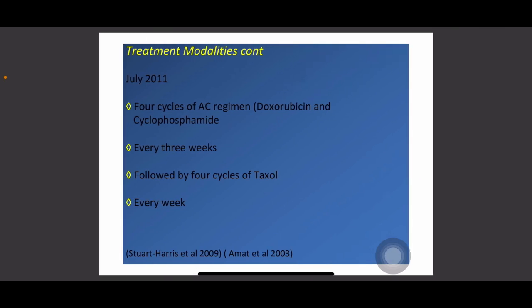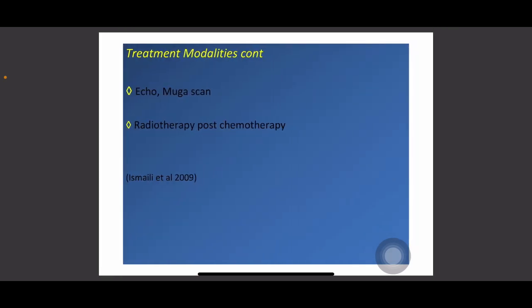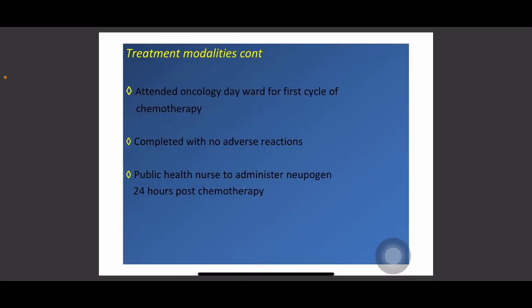Treatment modalities: in May 2011, she underwent wide local excision with clear margins and lymph node dissection. In July 2011, she had 4 cycles of AC regime, which is doxorubicin and cyclophosphamide every 3 weeks, followed by 4 cycles of Taxol every week. She had an echo and MUGA scan, and also had radiotherapy post chemotherapy. She had low mood and depression, and she underwent a psycho-oncology referral. She didn't have any adverse reaction when she attended the oncology day ward for the first cycle of chemotherapy, and the public health nurse administered the Neupogen 24 hours post chemotherapy.